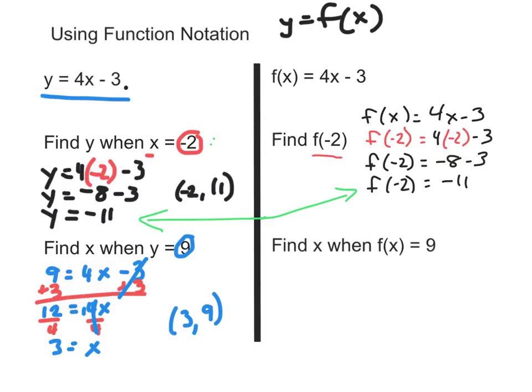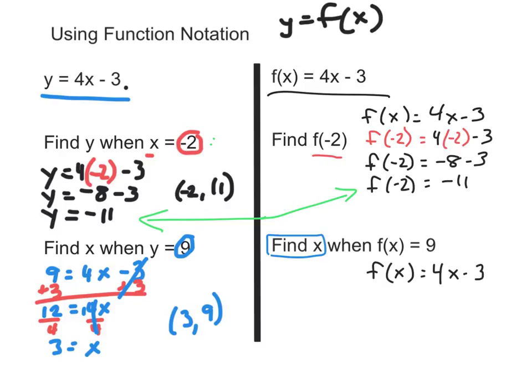Okay, now the next one we're going to do here, find x when f of x equals 9. Again, this is huge to remember to see this right here. We're trying to find x. Don't put 9 in for x. We're trying to find x. So I'm going to start, like I mentioned, every time you have function notation, if I were you, I would write the function. So back from way up here, we're going to write f of x equals 4x minus 3.